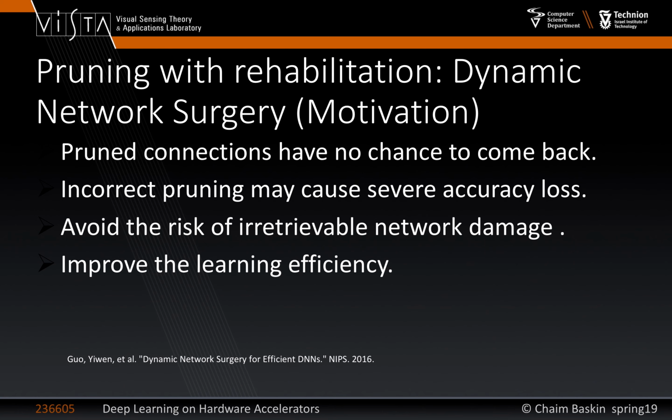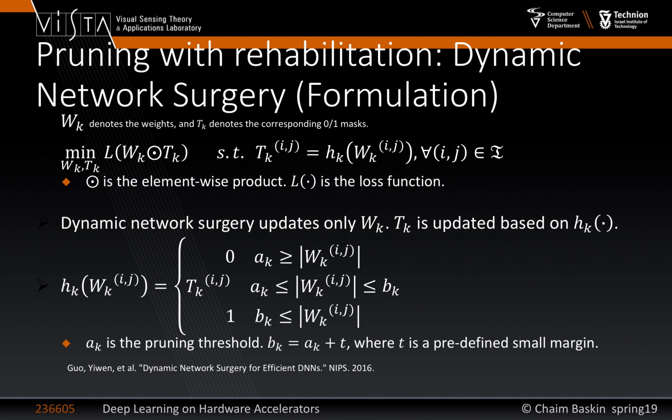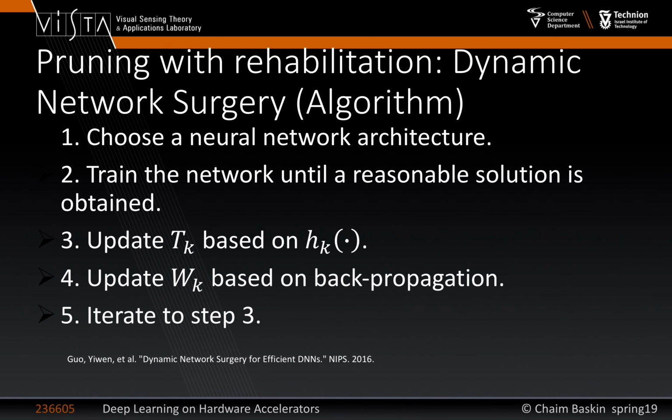Pruned connections have no chance to come back. If I prune something, I cannot restore it, so incorrect pruning may cause severe accuracy loss. To avoid the risk of irretrievable network damage, we can improve the learning efficiency with this algorithm.